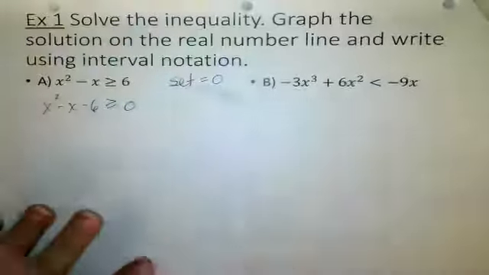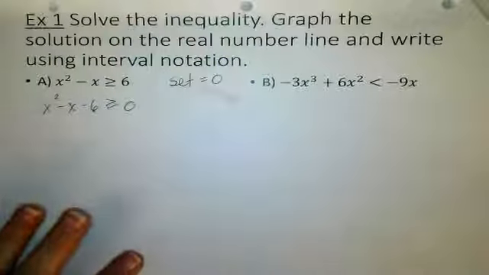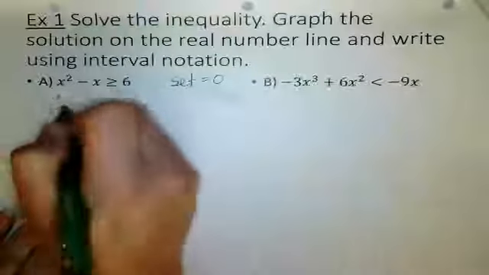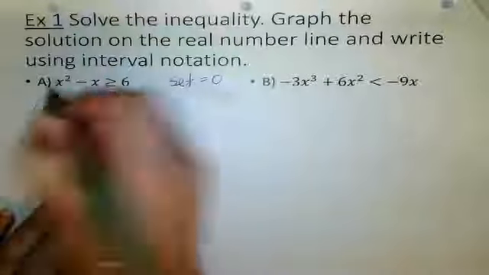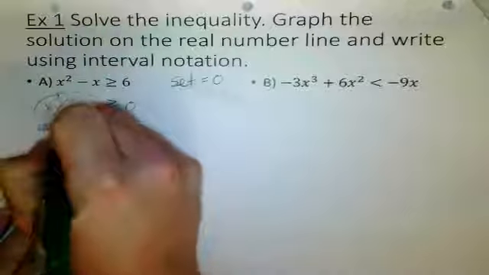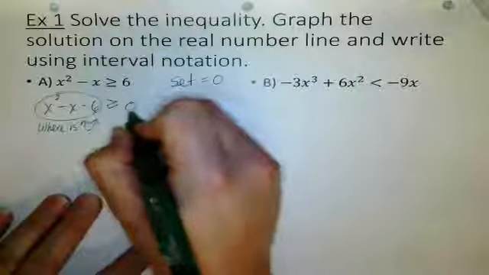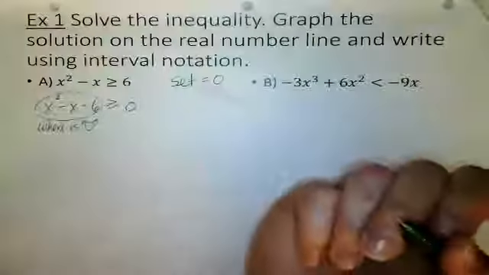Now, this is the equation that we're trying to solve, but we can't actually do that. This is asking, where is our parabola? Where is the parabola greater than or equal to 0? What does it mean to be greater than or equal to 0?